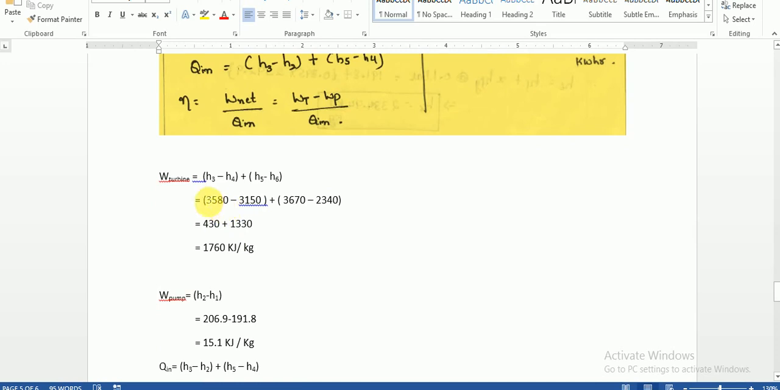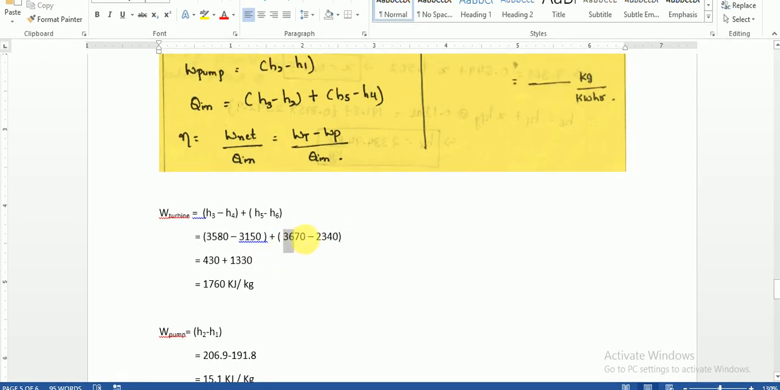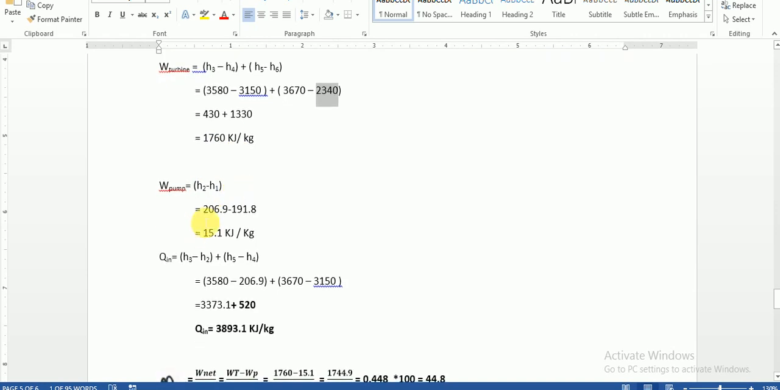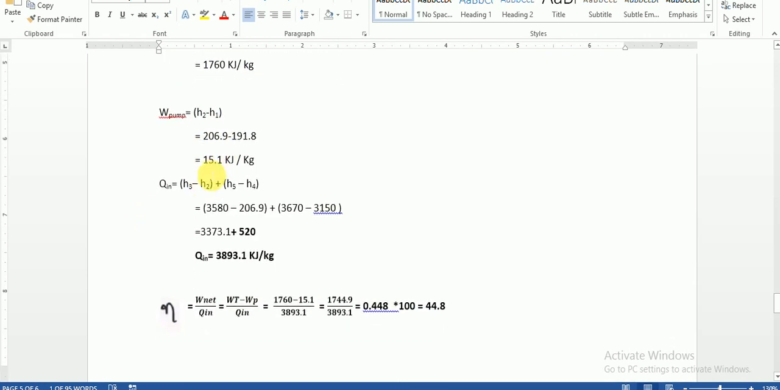Now we have to calculate. Note down the values H3 minus H4. So we have calculated the values through the Molière chart. H3 is at 150 bar, 600 degrees Celsius. H4 we have calculated at 40 bar. Next, H5: we have calculated at 40 bar and 600 degrees Celsius because this is the reheat. If you recall, H6 is our final enthalpy at 0.1 bar. So we calculate, and we get the turbine work as 1760 kilojoule per kg, and the pump work we have already calculated.